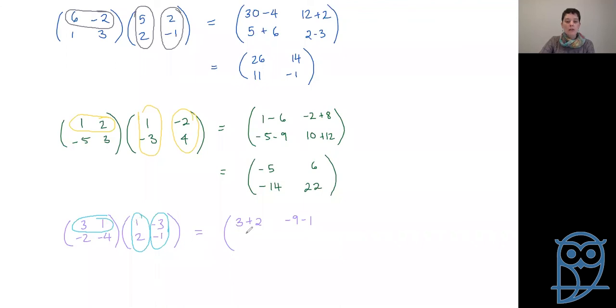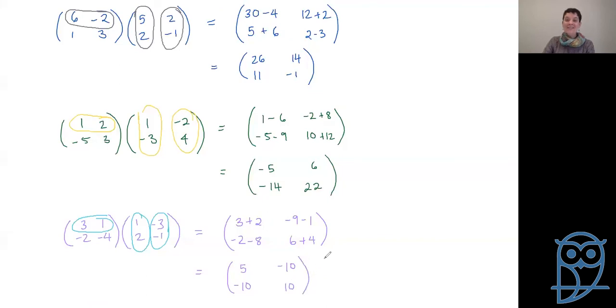Minus 2 times 1 is minus 2. Minus 4 times 2 is minus 8. Minus 2 times minus 3 is 6. Minus 4 times minus 1 is plus 4. And then we can combine all our numbers to get that final matrix. 3 plus 2 is 5. Minus 2 minus 8 gives us minus 10. Minus 9 minus 1 also gives us minus 10. And 6 plus 4 equals 10.